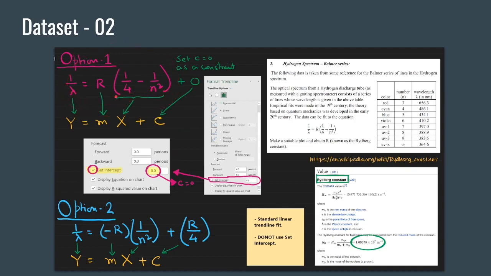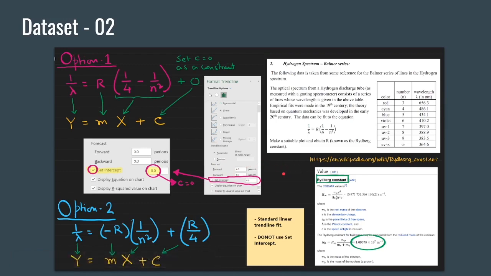However, if instead of using this transformation, you just change a little bit in option 2, 1 over lambda equals minus R times 1 over n squared plus R over 4, you can see that we can call 1 over lambda as y, 1 over n squared as x, negative capital R as the slope, and capital R over 4 as the intercept. In this case, we also apply a standard linear trendline fit, but we do not set an intercept, because in this case we already do have an intercept, R over 4. Okay.